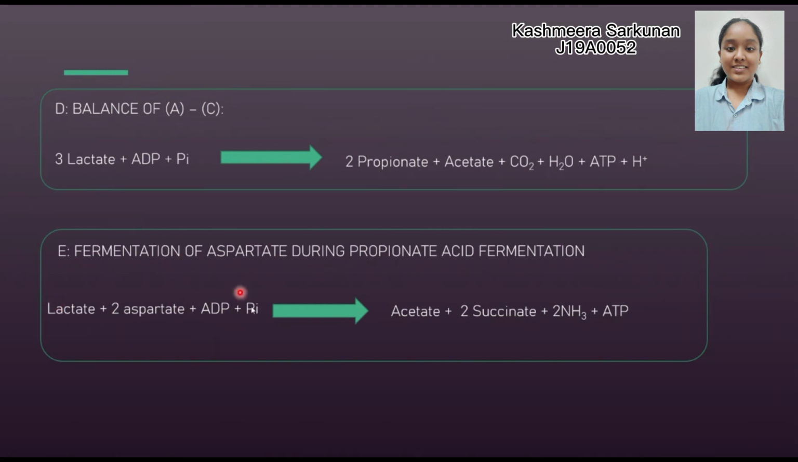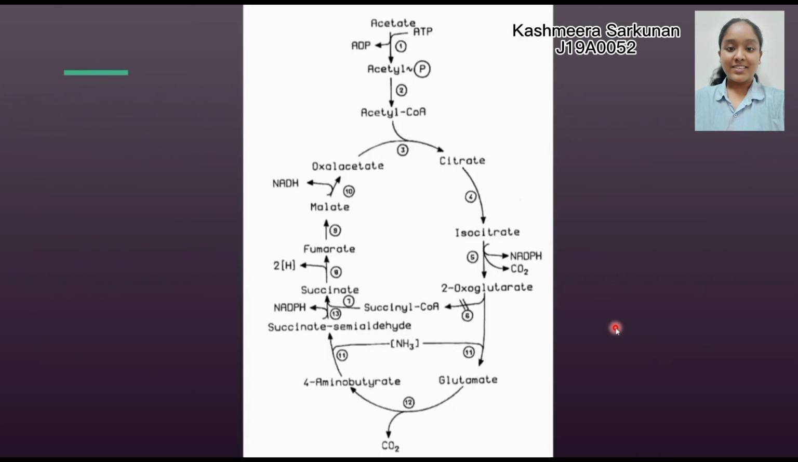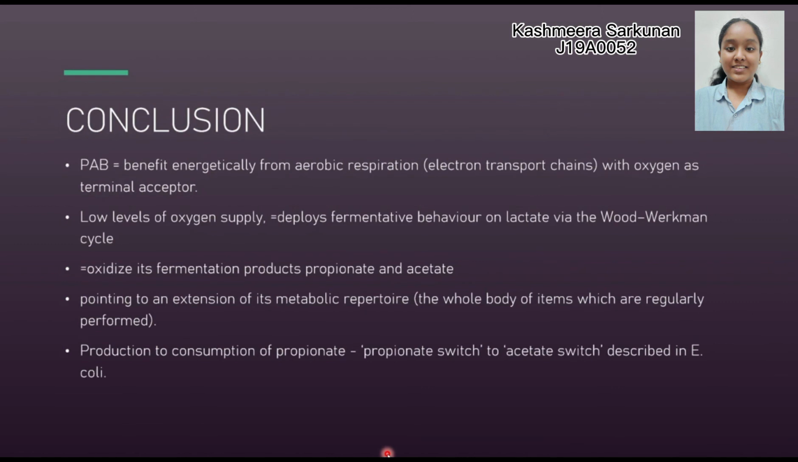As a conclusion, let me show you this. The fermentation of aspartate during propionic acid fermentation is 2 lactate with 2 aspartate with ADP and phosphate forming acetate, 2 succinate, 2 NH3 with ATP. So moving on, this is the overall overview of the citric acid cycle, the TCA cycle in other words. So carbon dioxide, this is how it is formed, and then let's move on to the conclusion.